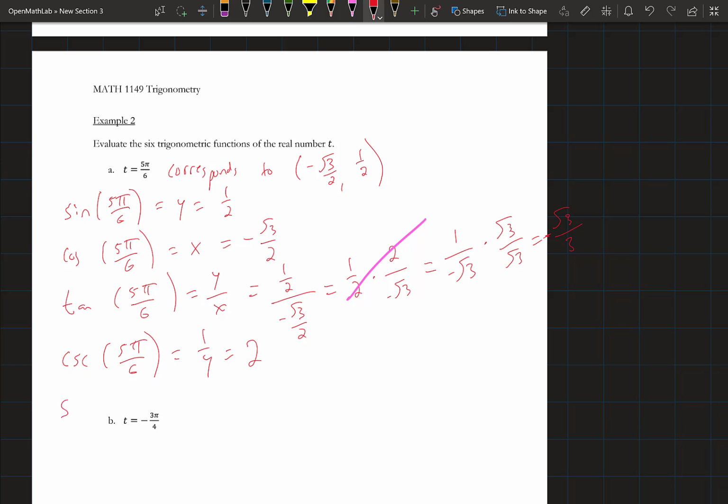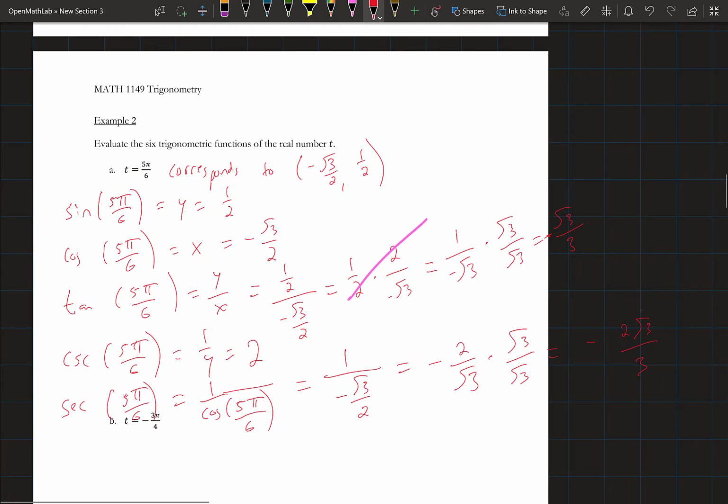So then secant of 5 pi over 6 would be equal to 1 divided by cosine of 5 pi over 6, which would be equal to 1 divided by negative radical 3 over 2, which would be negative 2 over radical 3. So I need to rationalize the denominator, which gets me negative 2 radical 3 over 3.